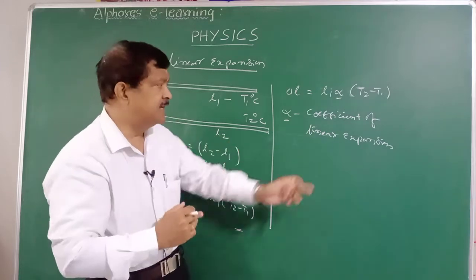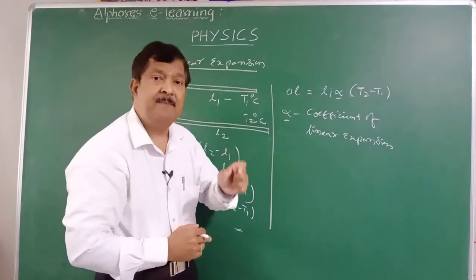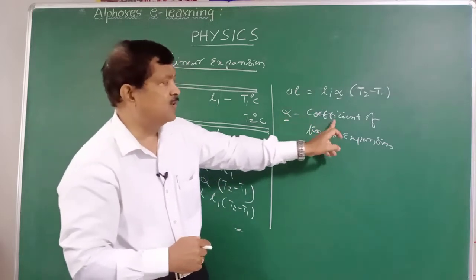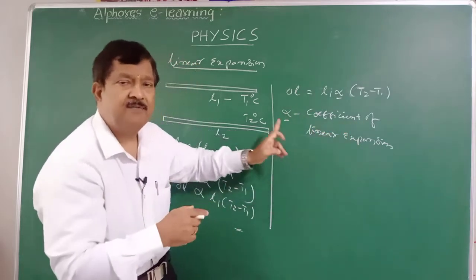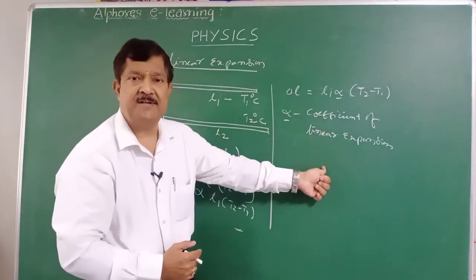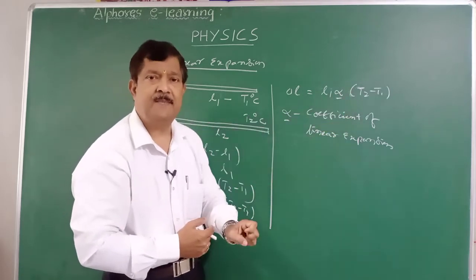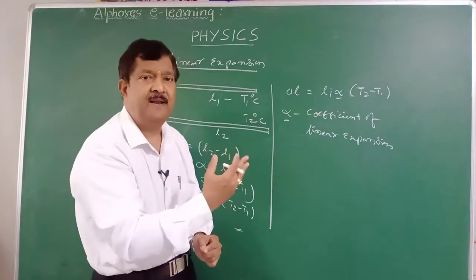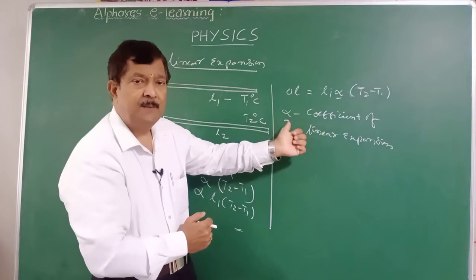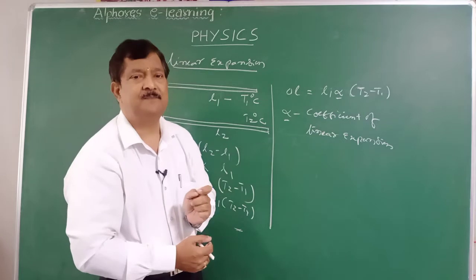For all of them, change in temperature is also the same. But what makes them expand by different amounts is nothing but alpha. Because it is the property, coefficient of linear expansion, it is the property of the material. So different metals will have different values of coefficient of linear expansion. That's why even though initial length is same and change in the temperature is also the same, all different rods of different materials do not expand equally because of this property. That is the property of the material, which we call coefficient of linear expansion.